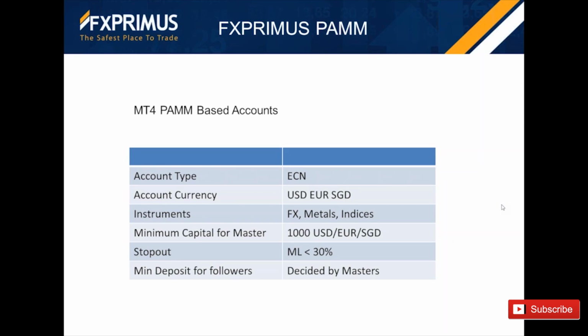And the minimum capital that is required for you to open a PAMM account: as we said, you as a master need to invest also your own money to be able to have more credibility in front of the investors that will follow you. You need to put at least 1,000 units, either dollar, euro, or Singaporean dollars, depending on your account type. The stop out level is the normal stop out level, 30%. When your margin level goes below 30%, unfortunately, all your trades will be stopped out.